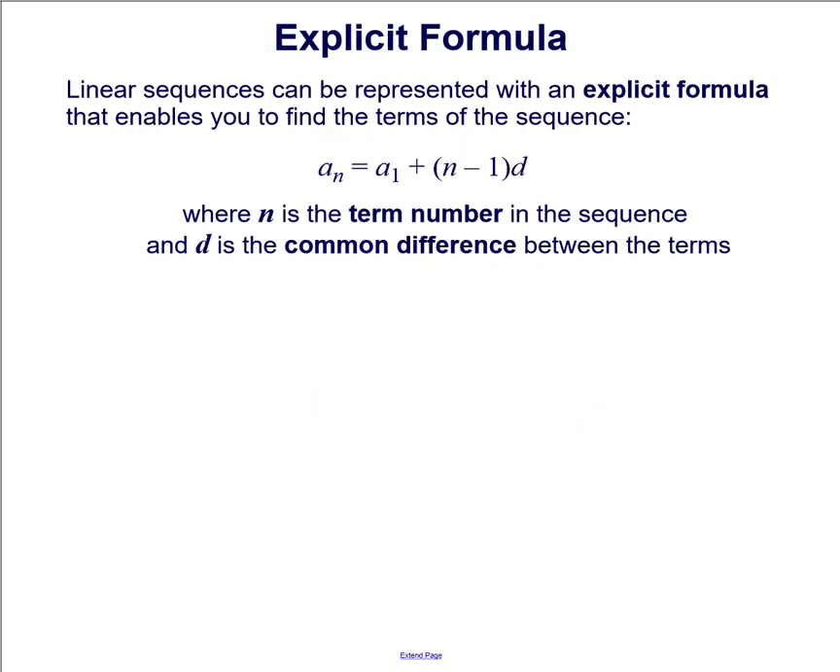Let's talk about explicit formulas. An explicit formula directly calculates any term in a sequence using its position without needing previous terms. Linear sequences can be represented with an explicit formula that enables you to find the terms of the sequence. Here is the general explicit formula. A sub n is equal to A sub 1 plus the quantity n minus 1 times d, where n is the term number in the sequence and d is the common difference between the terms.